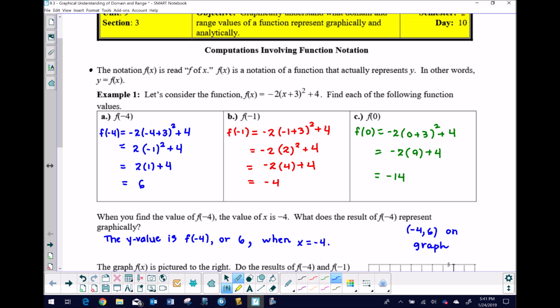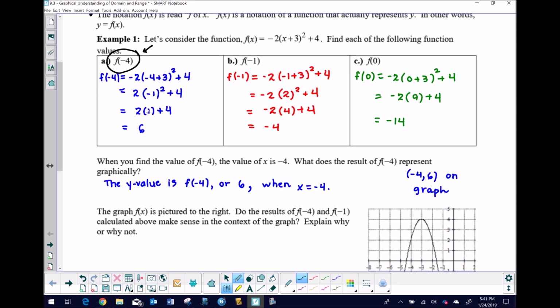Function notation is really nice. If we didn't have this, the directions of this problem would be a lot more wordy. They would probably say something like, find the value of y when the value of x is equal to negative 4. So we really use this as a nice shortcut.